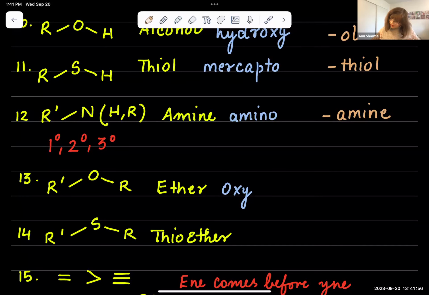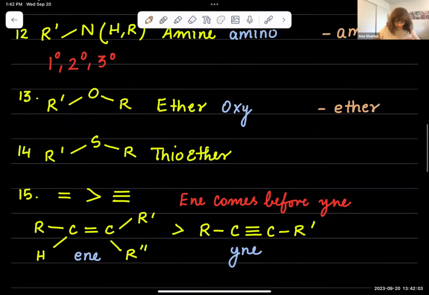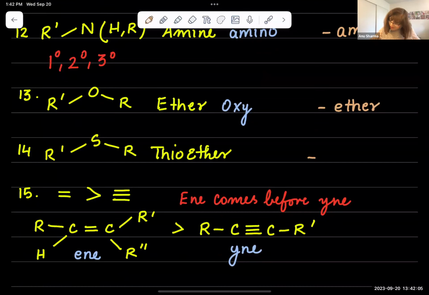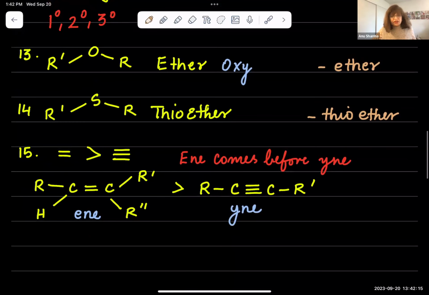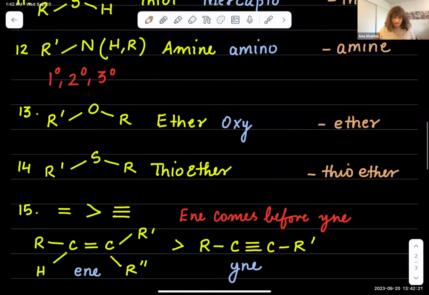Ethers will just be ethers, like diethyl ether, right? Thioethers will also be just like thioether. Once we start naming them, you will see them. Then comes the ene, and the yne is the same, like ethene, ethyne, acetylene, right? So these are the priorities.